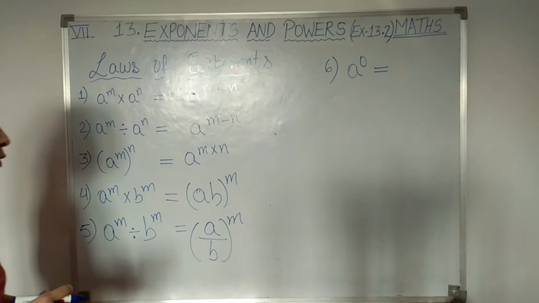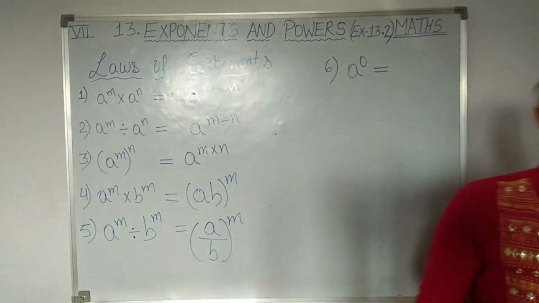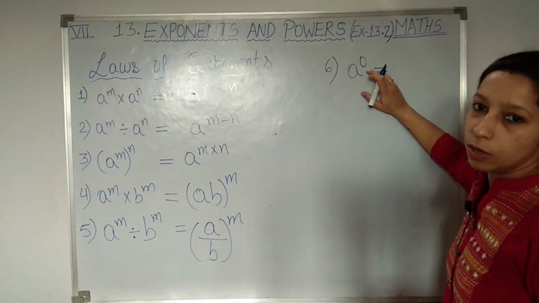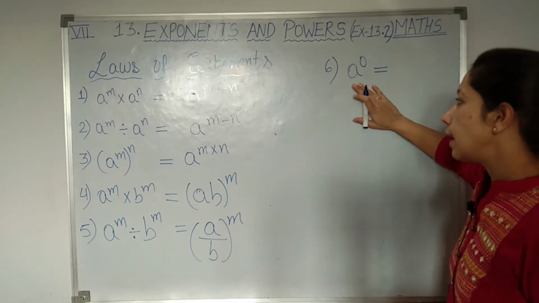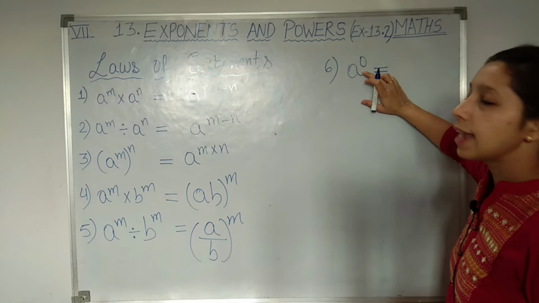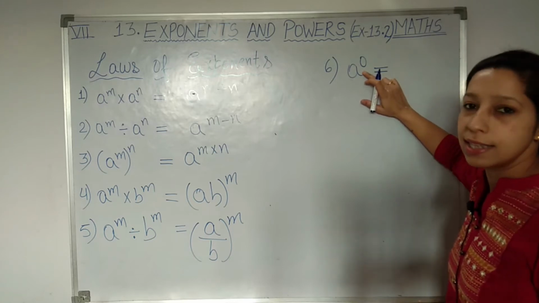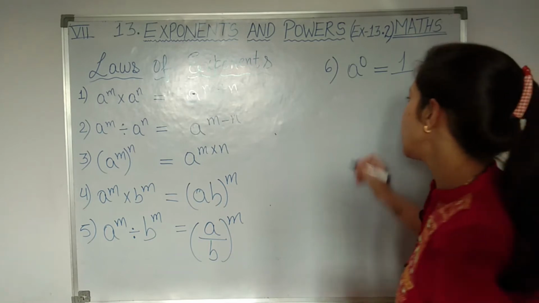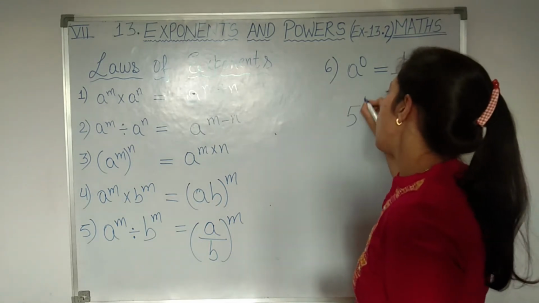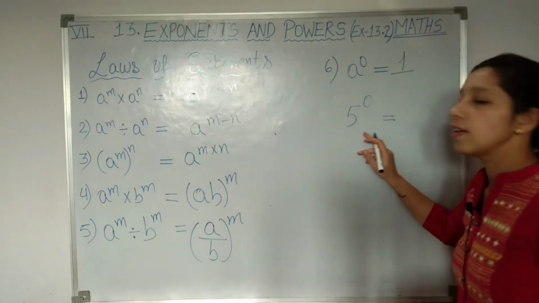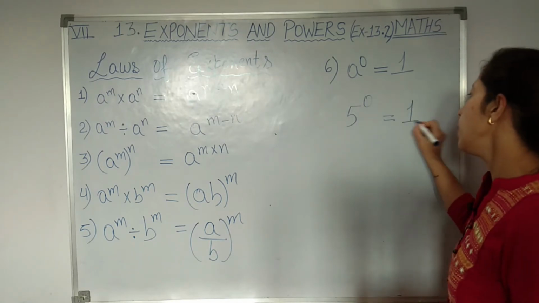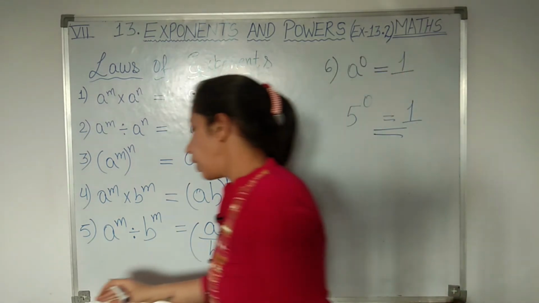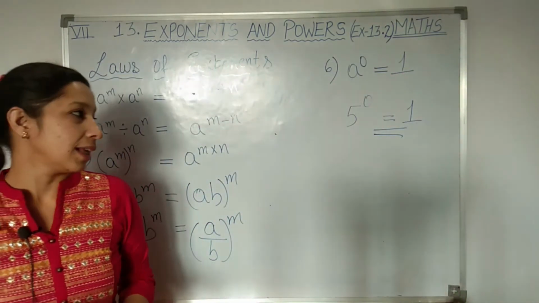Okay, now let us move to our next rule, rule number 6 or law number 6. It states that a raised to the power 0. Whenever, students, you are getting a number as base and it has the exponent as 0, then it will be equal to 1. Okay, for example 5 raised to the power 0. If such is the condition, 5 raised to the power 0, our answer will be 1. Got it, students? All these laws we are going to apply on the questions for getting the solutions.